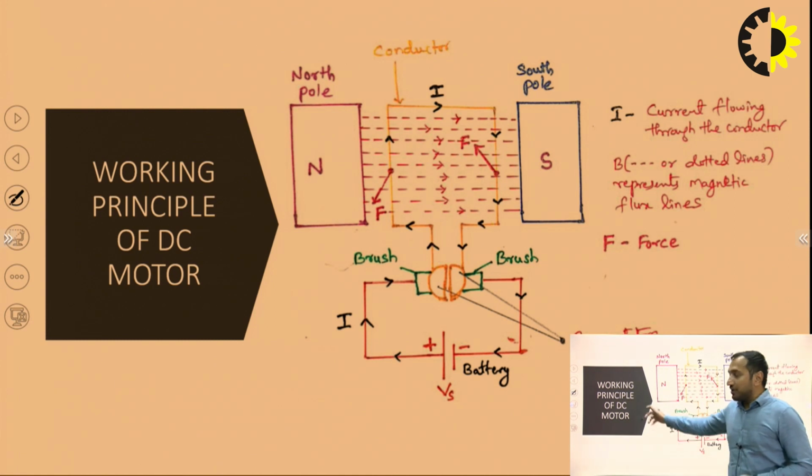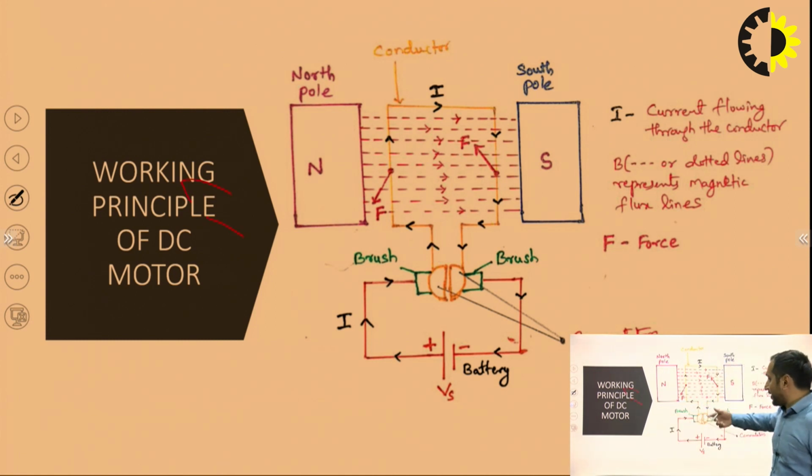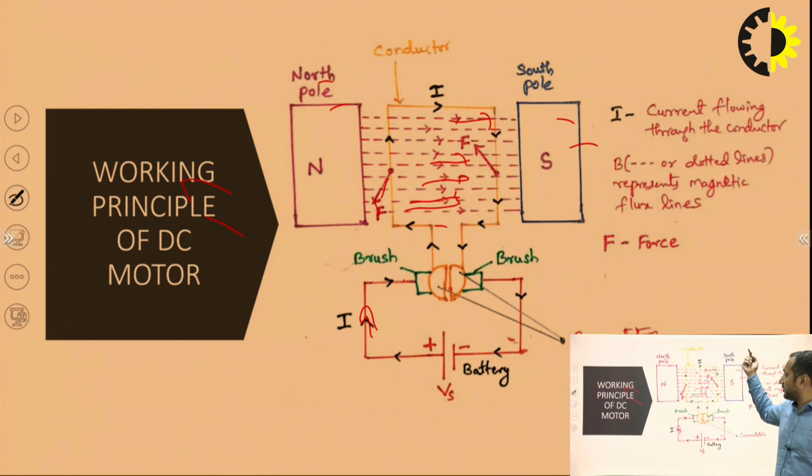Now this is the working principle of a DC motor. Again, a drawing has been shown. This is the north pole and this is the south pole. This is the battery through which current is supplied. These are the brushes, and this F is the direction of force, and this is the direction of magnetic field, which is represented by B, and this is a conductor, right?